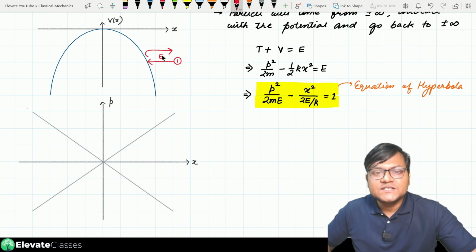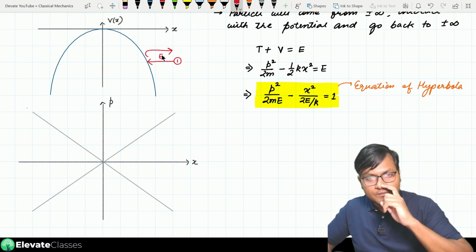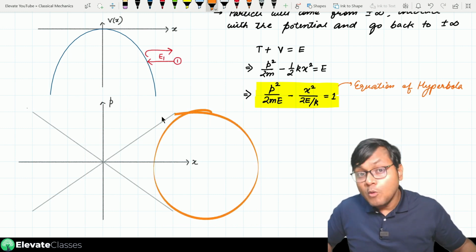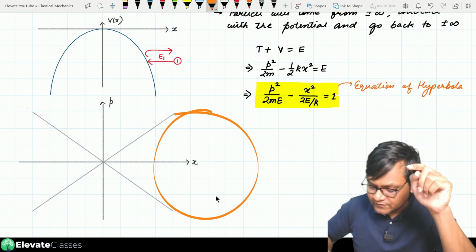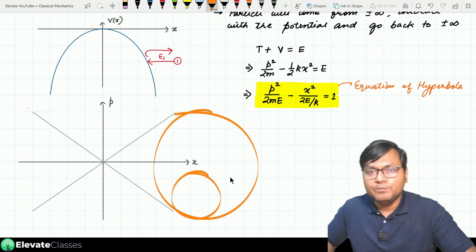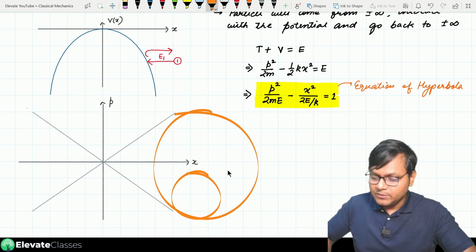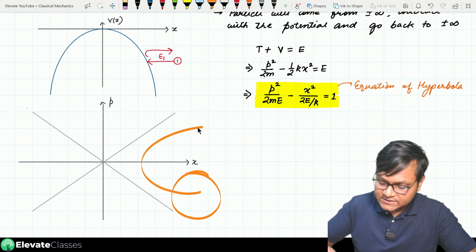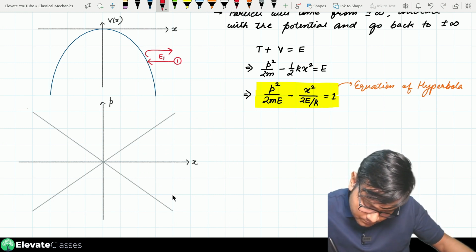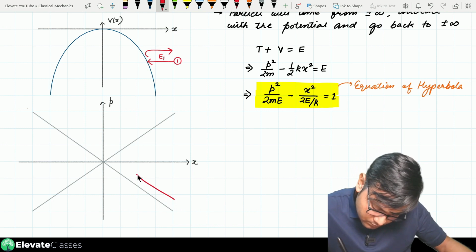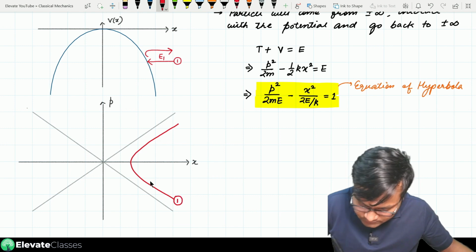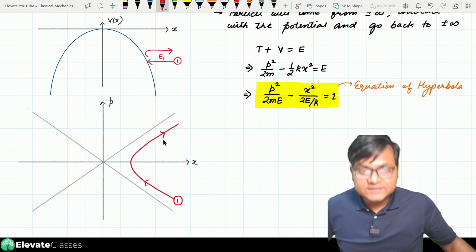So initially x is positive, so x is somewhere here, momentum is negative, momentum is somewhere here, and then after reflection it again goes back to positive infinity. So x is again positive and momentum is also positive. So some kind of a motion happens like this. You'll get some kind of a graph, a hyperbola that looks something like this. So this is point number 1. This is the arrow. Okay, this is the hyperbola.